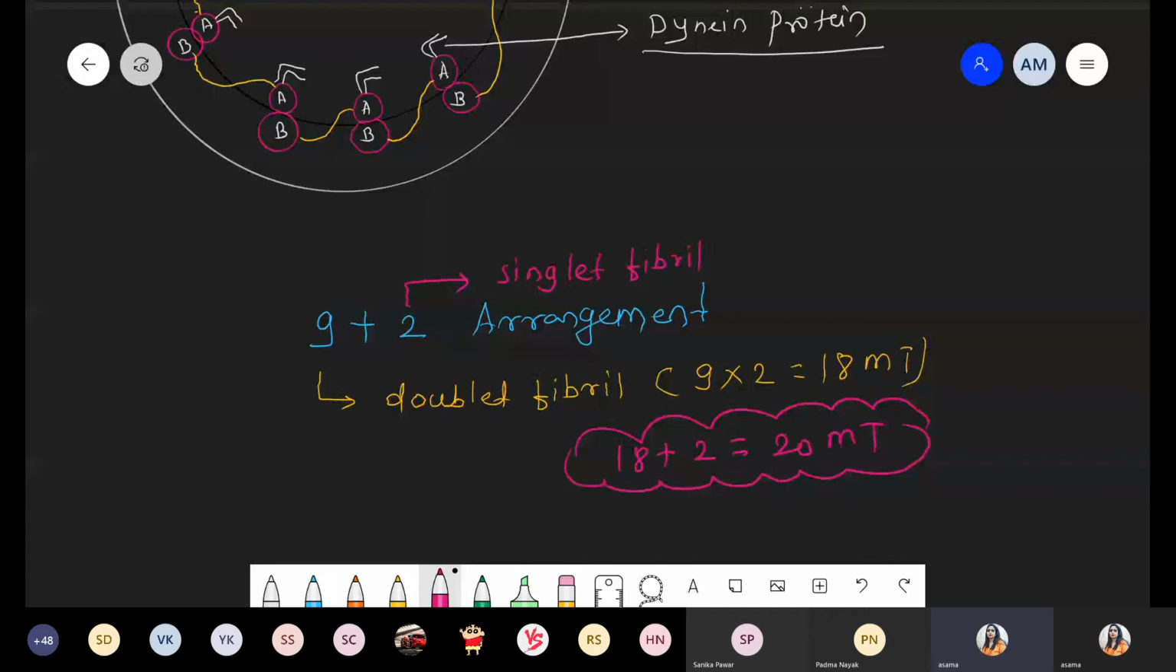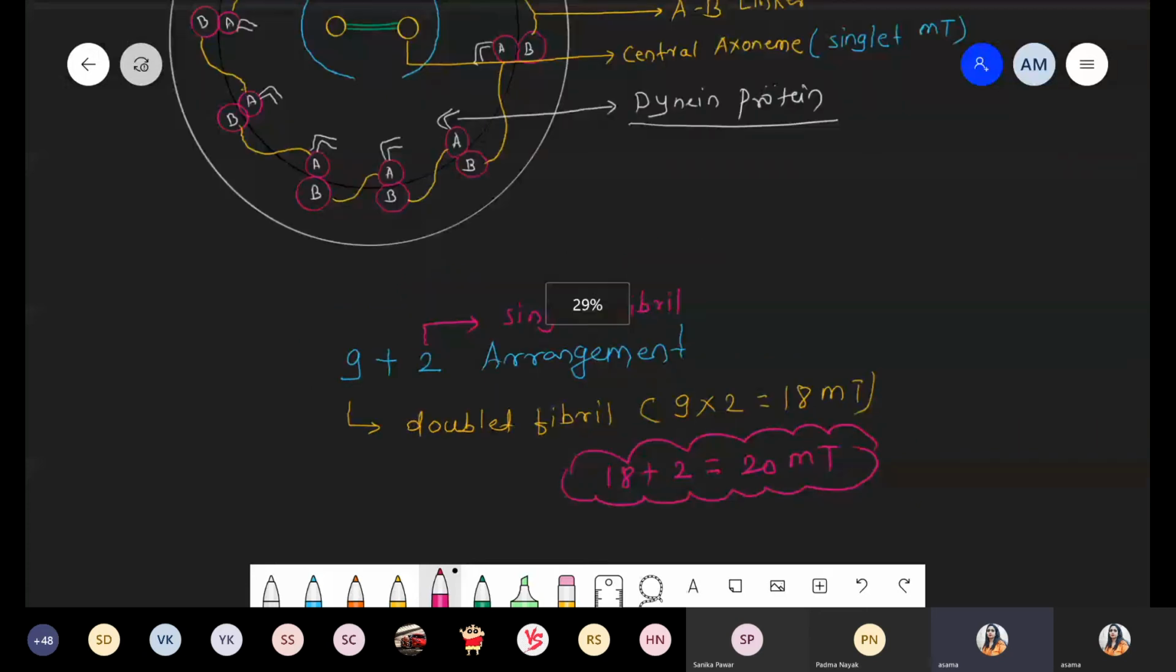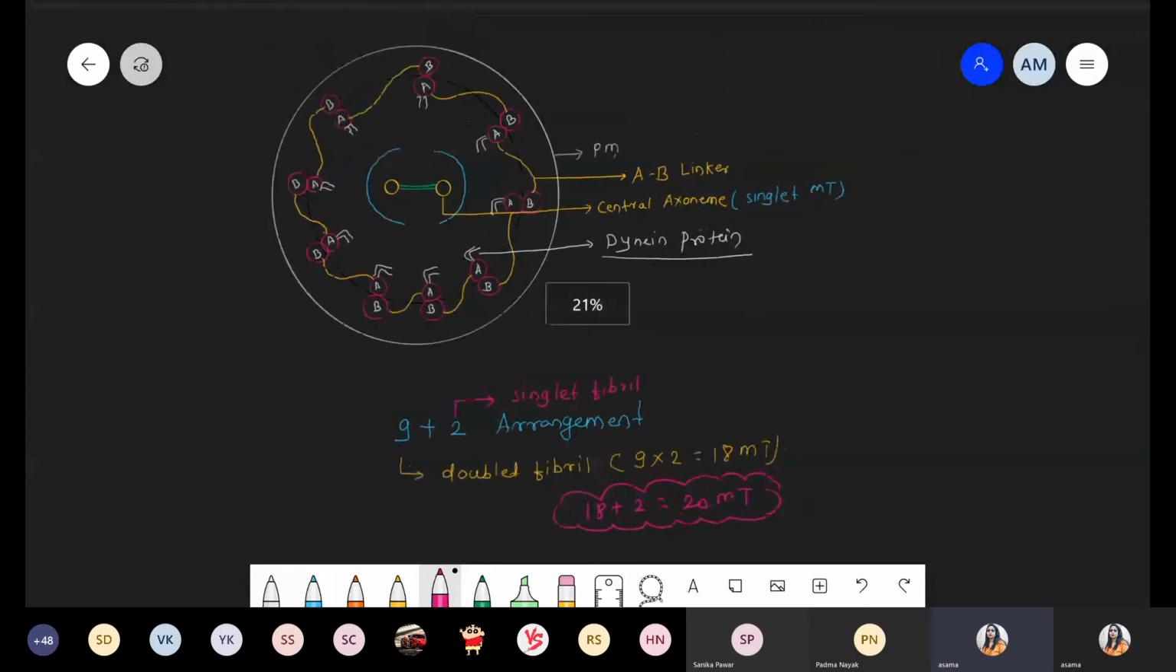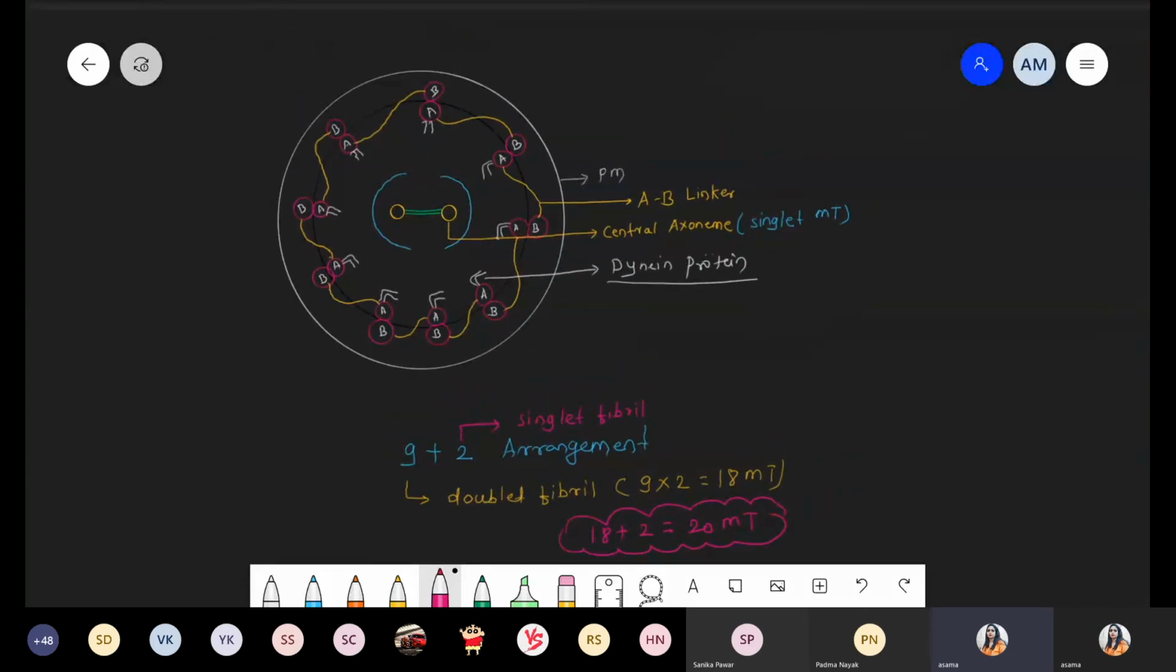Chalo. So back to our diagram. In the diagram we discussed the doublet form of the microfibrils, that is A and B. Both A and B microfibrils are present on the periphery. A total of 9 doublet fibrils are present, and all 9 are connected with each other by the AB linker. That is, the A fibril is attached with the B of the second fibril by the AB linker.